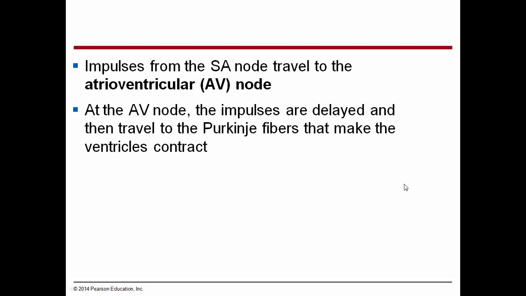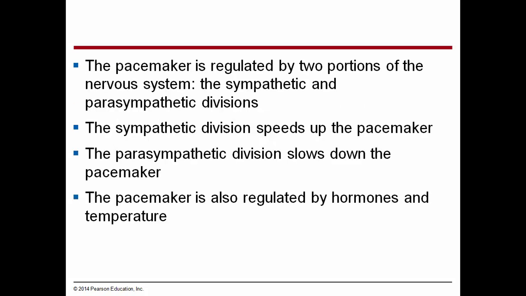Impulses from the sinoatrial node travel to the atrioventricular node. At the AV node, the impulses are delayed and then travel to the Purkinje fibers that make the ventricles contract. The pacemaker is regulated by two portions of the nervous system, the sympathetic and the parasympathetic divisions. The sympathetic division speeds up the pacemaker, and the parasympathetic division slows it down. The pacemaker is also regulated by hormones and temperature.